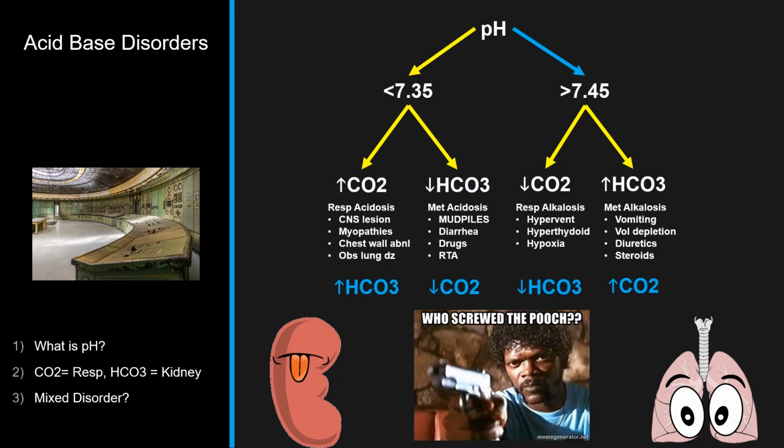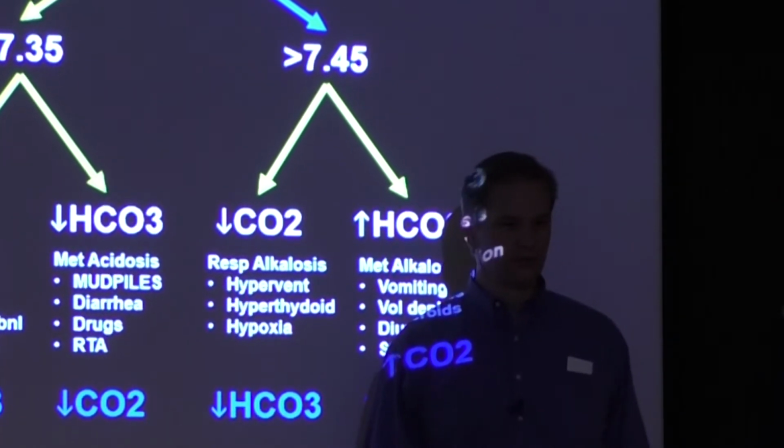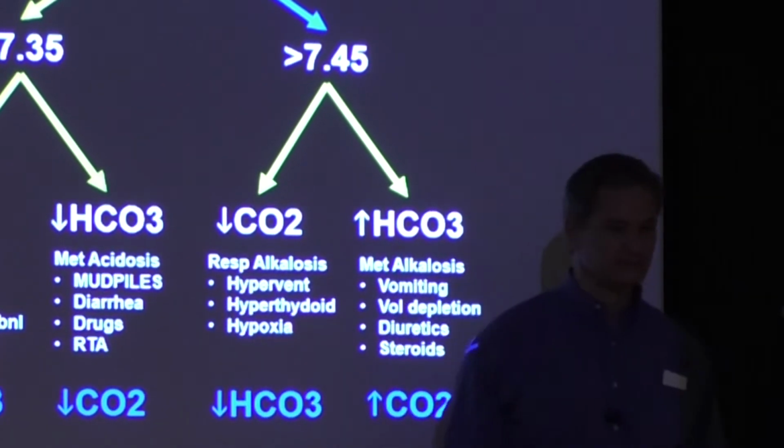Another way to become acidotic is your bicarb is low. How would you make your bicarb low? Think about it. The answers are right here. Does anybody know what MUDPILES is? This is how you become a metabolic acidosis. MUDPILES, write this down. Methanol, uremia, diabetic ketoacidosis, isoniazid, lactic acidosis, ethanol, and salicylates. Did you get that? Okay, good.